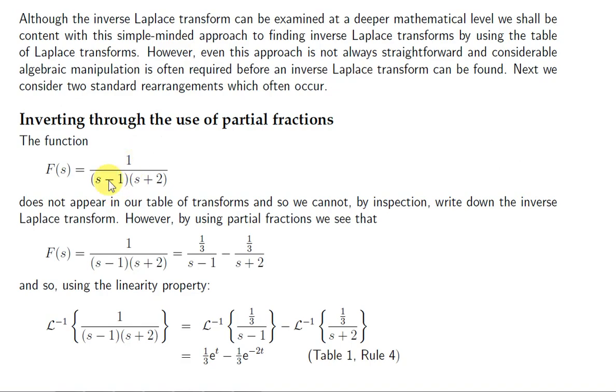Now in this example we have a function that is not in the table of transforms that we've seen. However, we can write this function as 2 fractions. So initially it's 1 fraction. We can write it as a combination of its 2 partial fractions. And we get 2 functions that do appear in the table actually. We've 1 over s minus 1 can be looked up, and 1 over s plus 2 can be looked up.